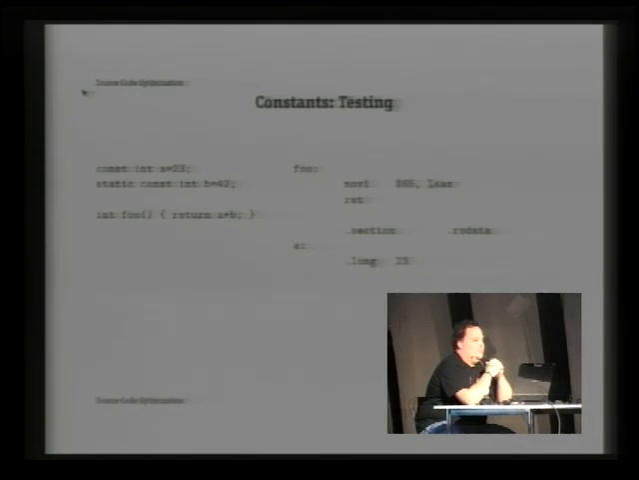So this is another example to show the difference between static and non-static const int. You see that I have two ints here, 23 and 42, and I have this function that returns the sum of them. You can see that this is the code that's generated. Again, there are no loads for either of them, but you can see that A, the non-static one, actually gets put in the read-only data segment. So this wastes a little memory.